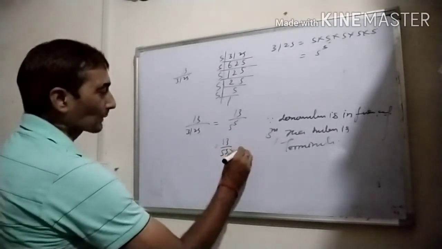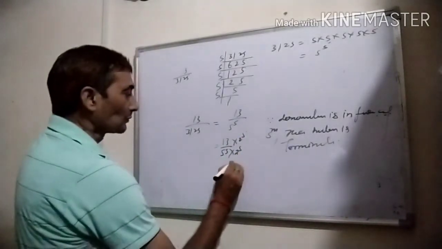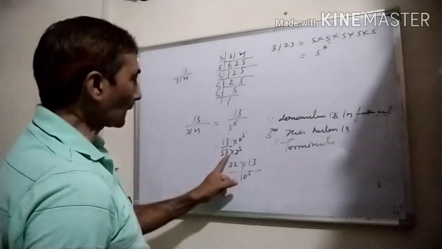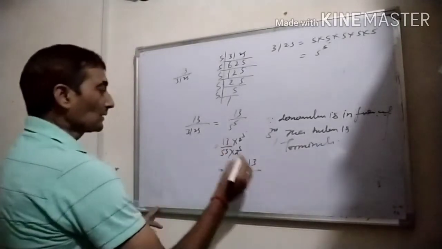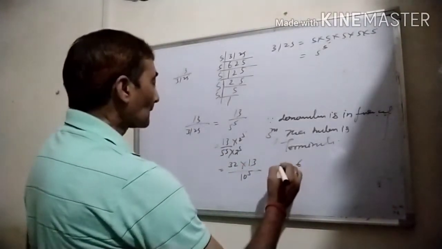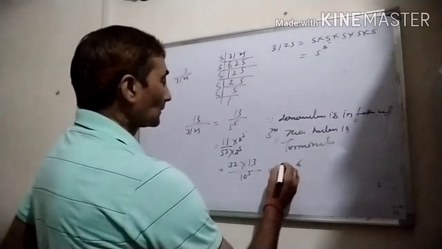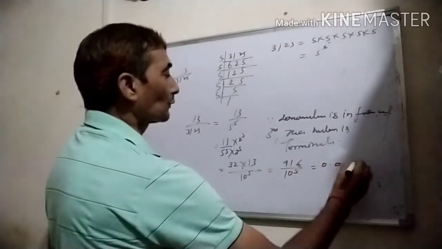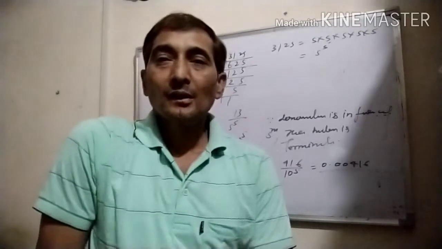13 upon 5 to the power 5, multiply by 2 to the power 5 in numerator and denominator. 2 to the 4, 8, 16, 32. So 32 multiplied by 13 upon 10 to the power 5, since 5 to the power 5 into 2 to the power 5 is equal to 10 to the power 5. And now 13 times 32: 13 twos are 26, 13 threes are 39, giving 416 by 10 to the power 5, which is 0.00416. This is a terminating number. Easily you can do it like this.